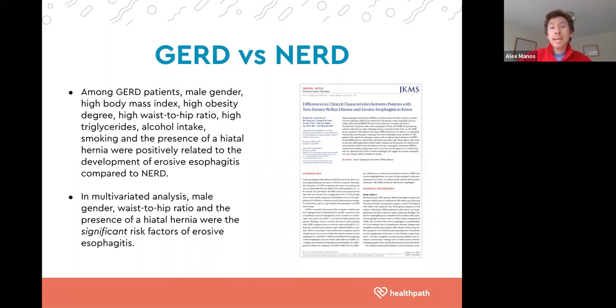Now, looking at that data in a little bit more detail, the authors said that there was a significant risk factor when we look at male gender, waist to hip ratio, and the presence of a hiatal hernia. So straight away, we're understanding and appreciating the role that excess body fat can play within GERD and to some degree NERD. These upper GI conditions have been strongly associated with our body composition.